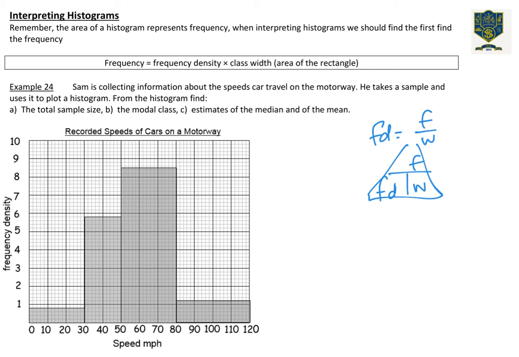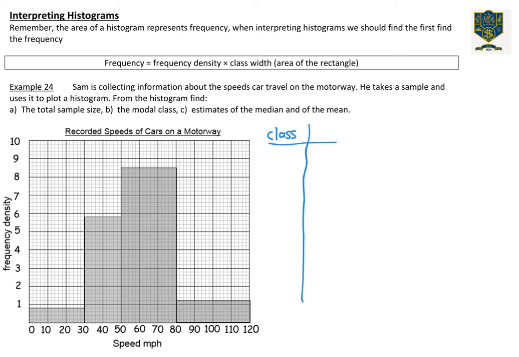So in this example, Sam is collecting information about the speeds of travels on the motorway. He takes the sample and uses it to plot a histogram. From the histogram, find the total sample size, the modal class, and estimates of the median and the mean. So for this, I'm going to try and reverse engineer our frequency diagram. So I'm going to do my class widths, and the frequency density, and frequencies. The first class is from 0 to 30. I'm going to say the frequency density is 0.8.